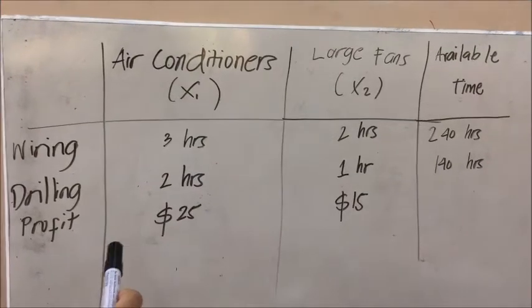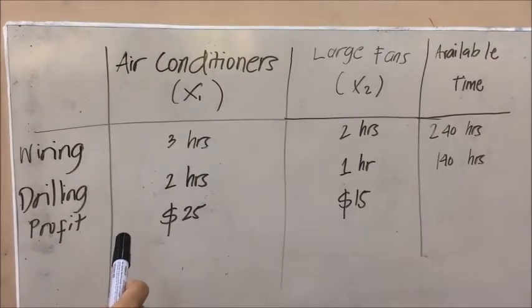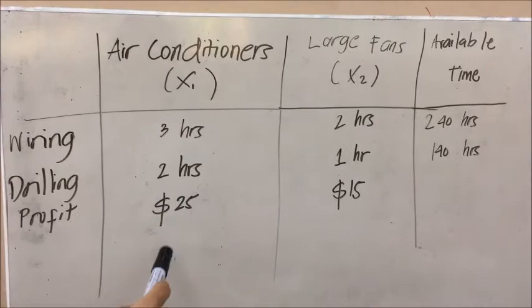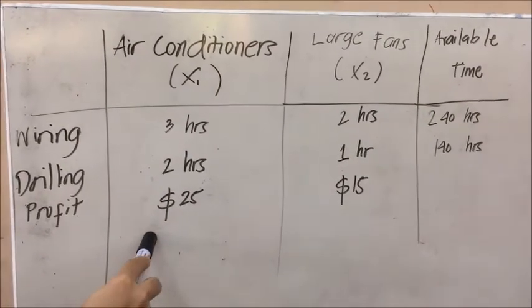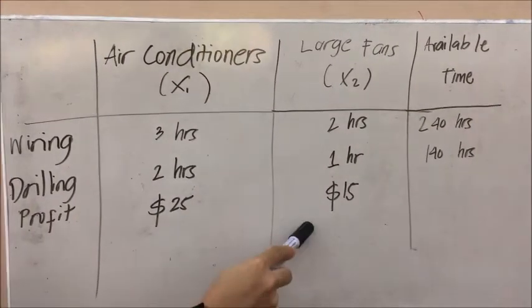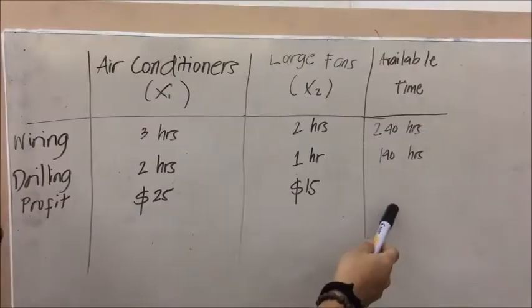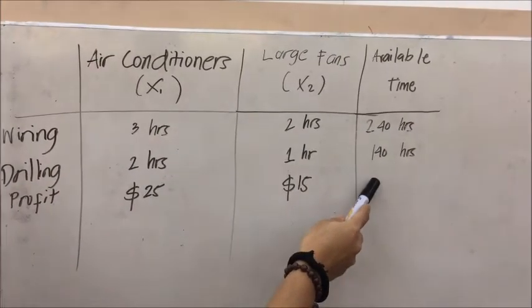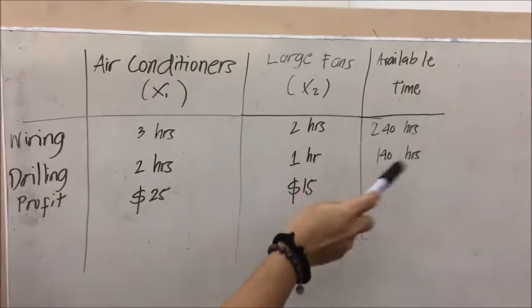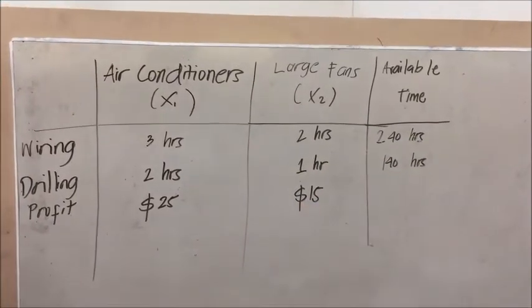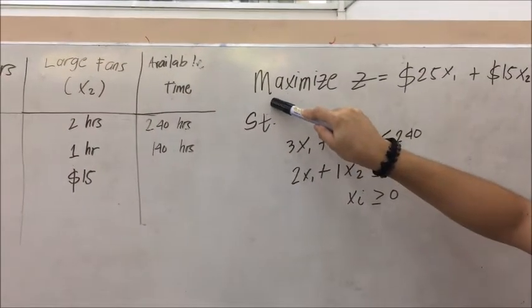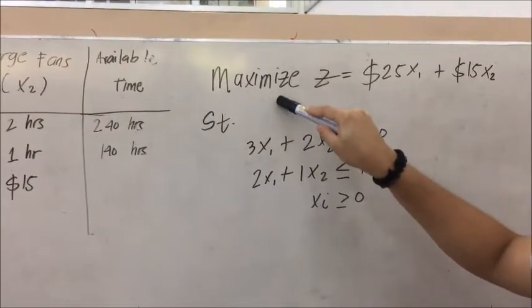And it also states that the two electrical products should have a profit in air conditioners of $25 and for large fans is $15. And the available time for wiring is only 240 hours and for drilling is 140 hours. After making a table, we can now make an objective function easily.